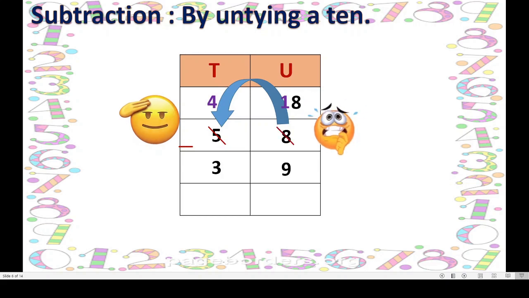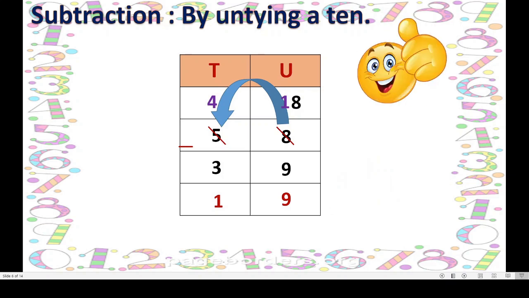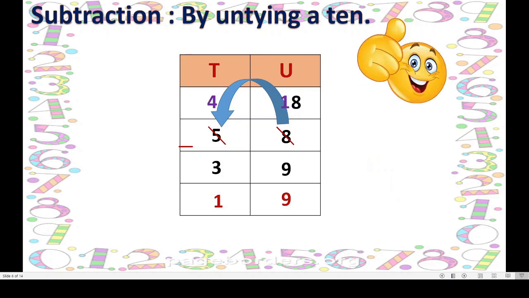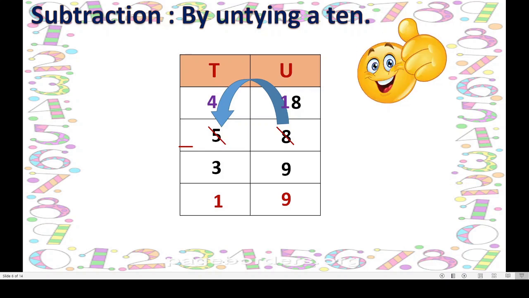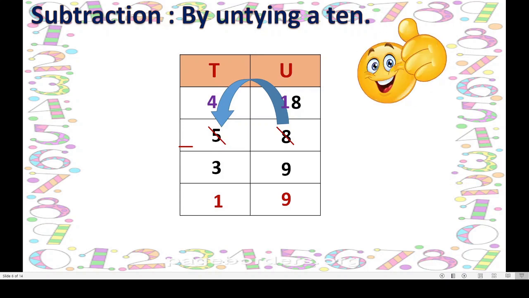Now what happened? Now 18 minus 9 is possible. Yes. So 18 minus 9 is equal to 9. And here 4 in the tens place is there. 4 minus 3 is equal to 1. Isn't it? Yes. Got this, children? By untying the 10, we can solve the subtraction sums. One more we will try.